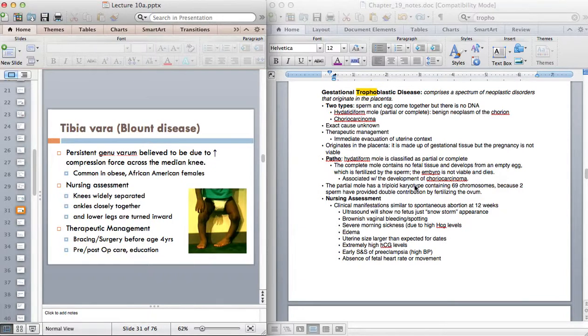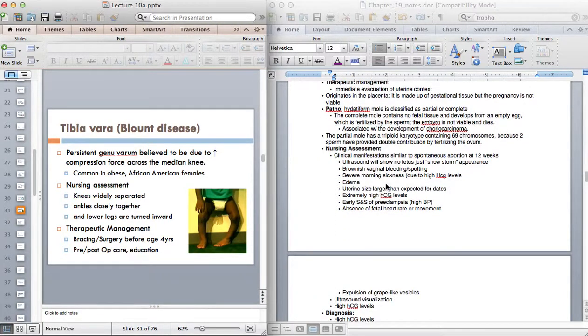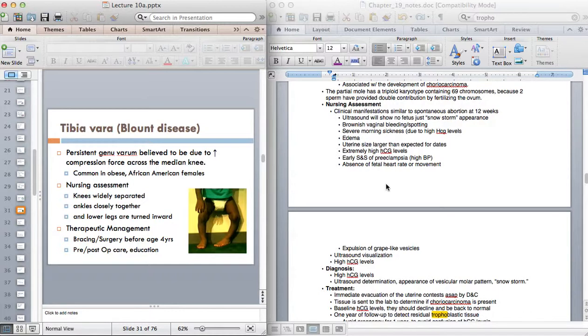So again, for this, we can do bracing for the minor ones, or casting. And when that fails, then they have to do surgery to correct it and then put the cast on to hold it in place.